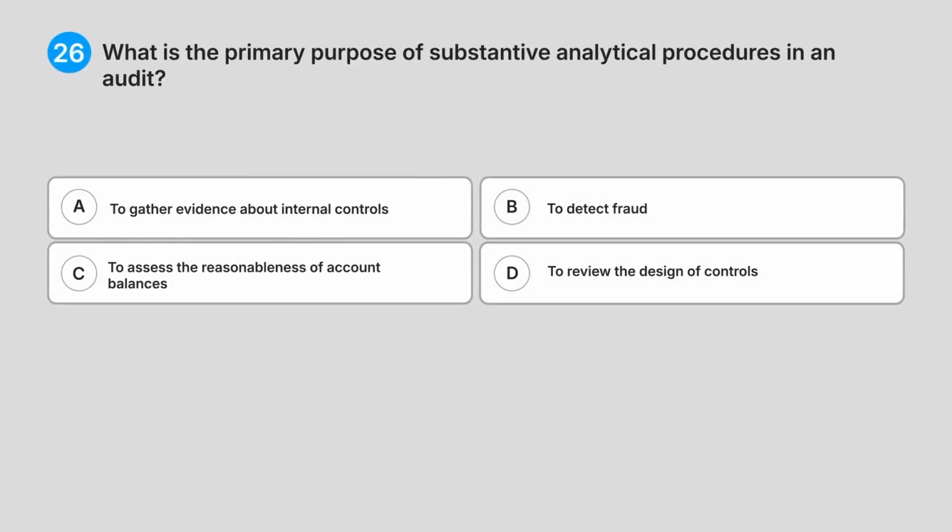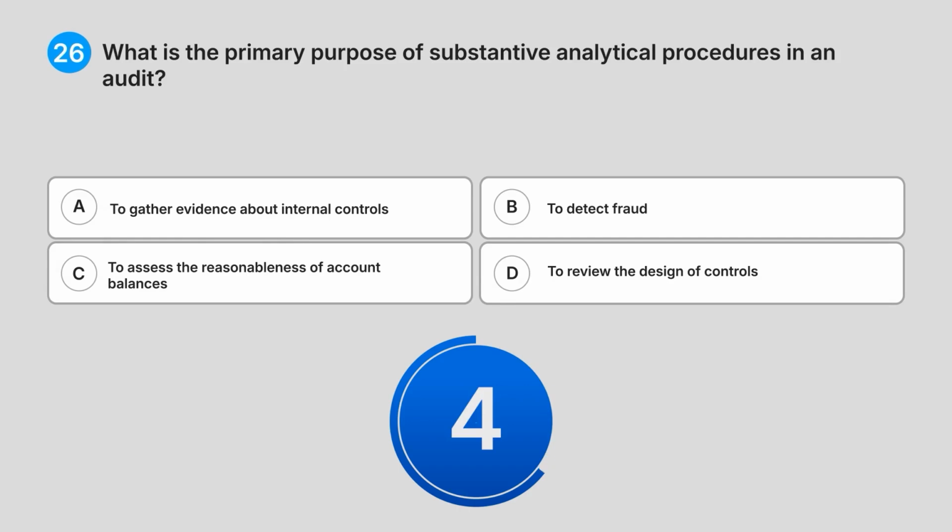26. What is the primary purpose of substantive analytical procedures in an audit? A. To gather evidence about internal controls. B. To detect fraud. C. To assess the reasonableness of account balances. D. To review the design of controls. What do you think is the answer?